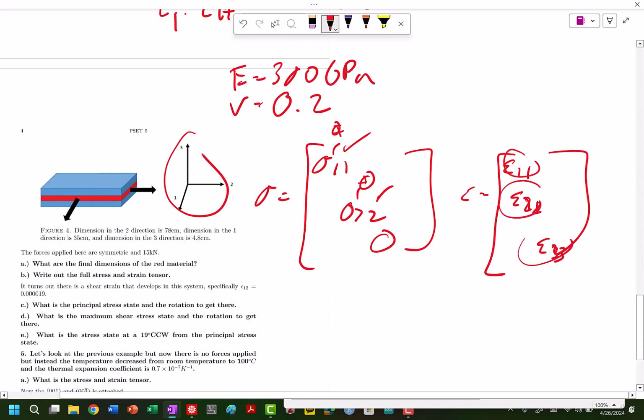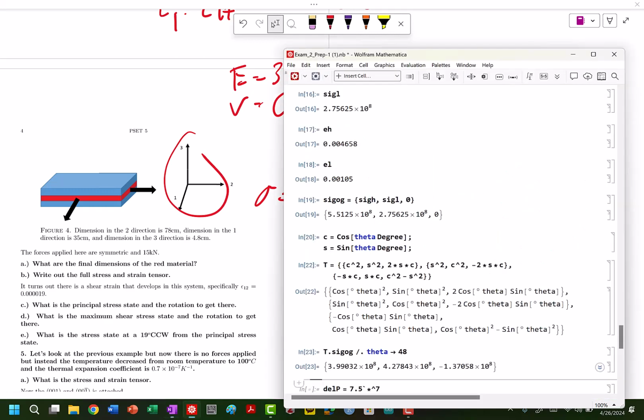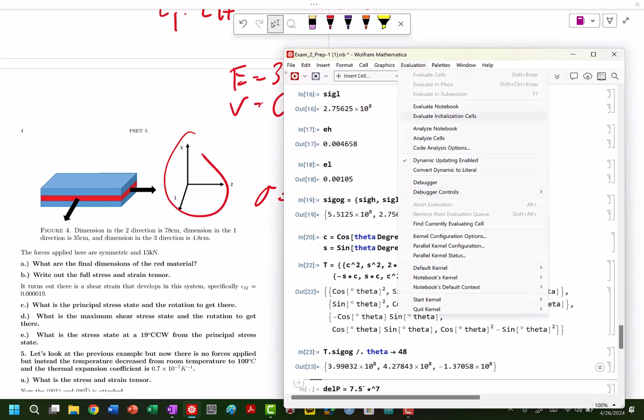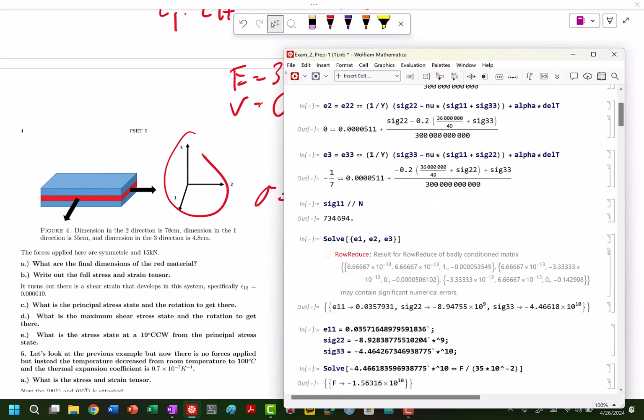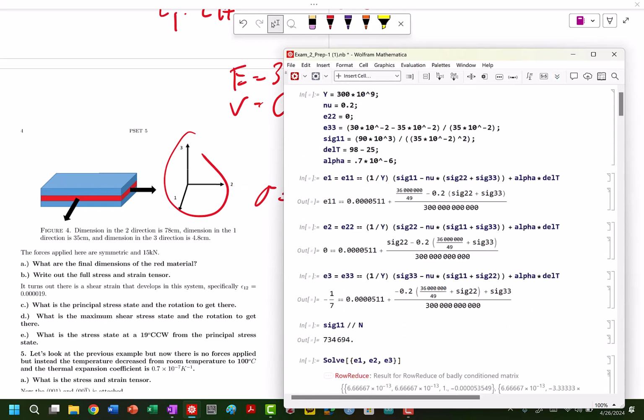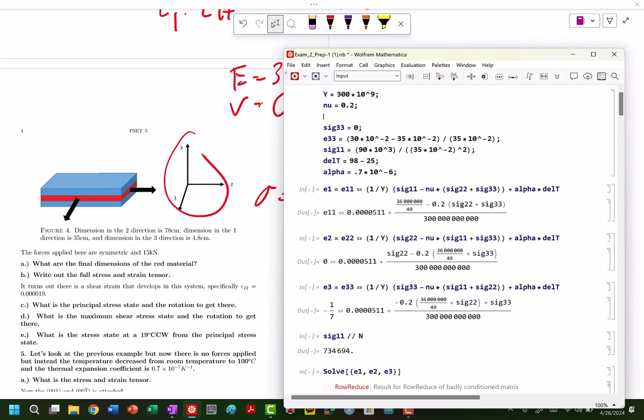Fantastic. So let's go ahead and get that set up, and we will quit our kernel. And then we're going to go back up to the top of our little notebook here. So quit my kernel. We know this is still the same. We know that the sig 3-3 is equal to 0 in this particular problem. I'm also going to make some definitions, because we read in the problem, dimension in the 2 is 78. So I'm going to say L2 naught is equal to 78 times 10 to the minus 2.